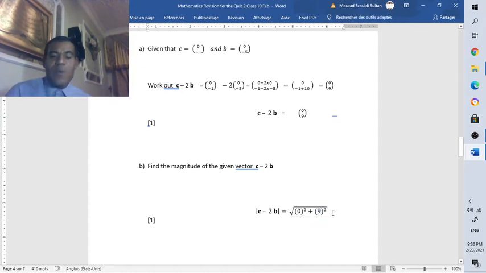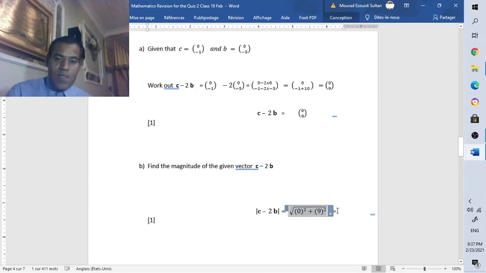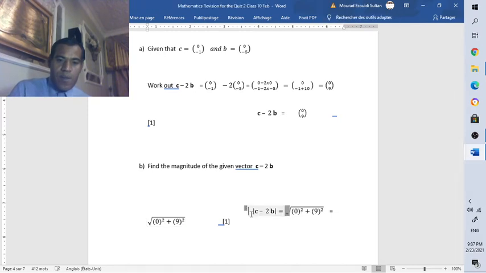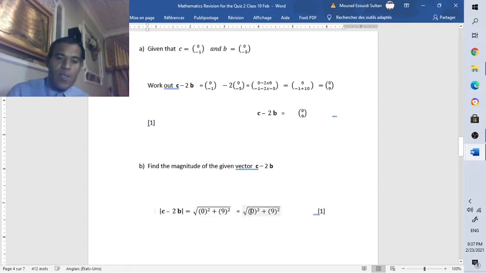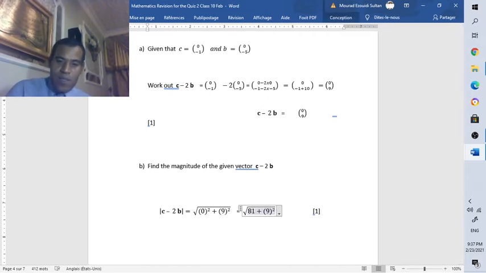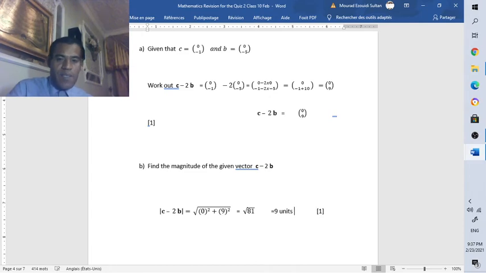0 plus 9 squared will be 9 squared. It will be equal to the square root of 81, which is 9. I will just write 81, then I will erase the rest. It will be equal to 9 units. Okay, it's very easy, just apply the formula.